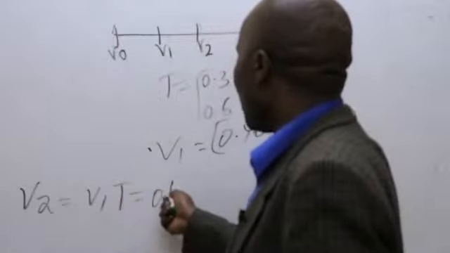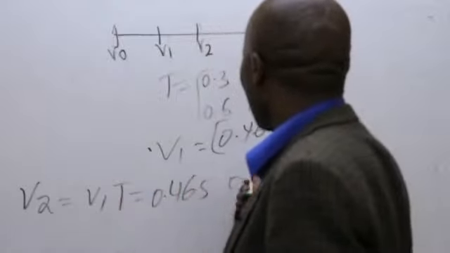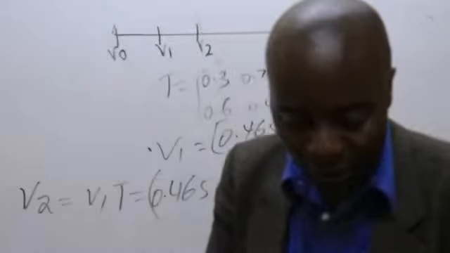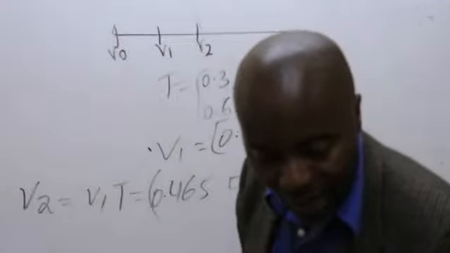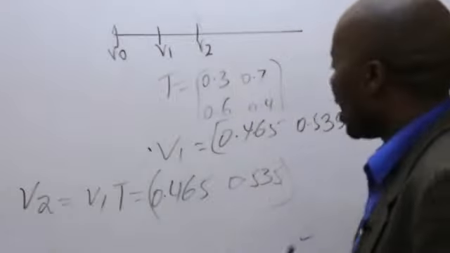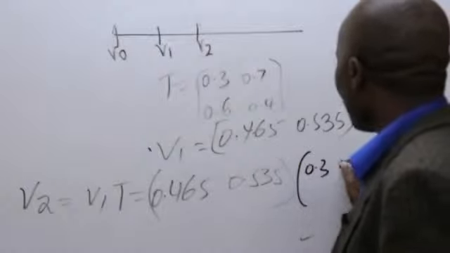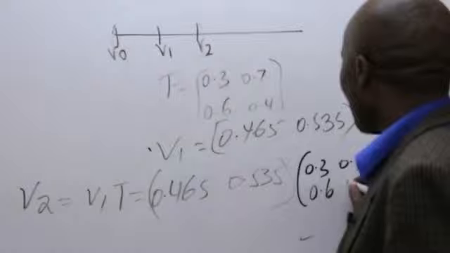Vector 1 is 0.465, 0.535 multiplied by our T matrix. How will this T matrix look? So we have our T matrix, ladies and gentlemen, which is 0.3, 0.7, 0.6, 0.4.